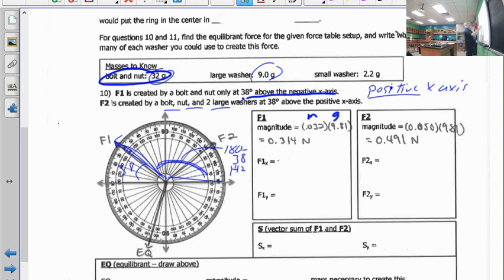So in here we're going to take our magnitude, 0.314. We're going to multiply that by the cosine. Remember, x is our cosine of 142. If we're to get the y, we're going to take that same magnitude, 0.314, and multiply it by the sine of 142. And we're going to do the same thing over here with our F2. For the purposes of time, I'm just going to skip past that right now.